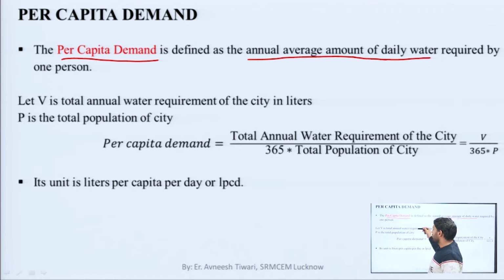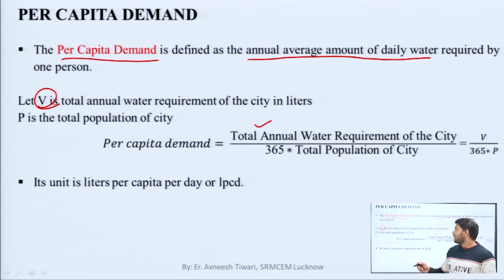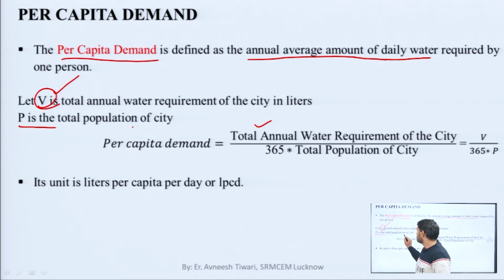In order to understand it, there is also an expression. So what is V? V is the total amount of water required in a city. Why are we talking about a city? As we all know, if we are going to design a water supply system, then it's obvious that it will supply water in certain areas, and these certain areas have certain population. So V is the total amount of water which that area will consume in a year. P is the total population of the city.